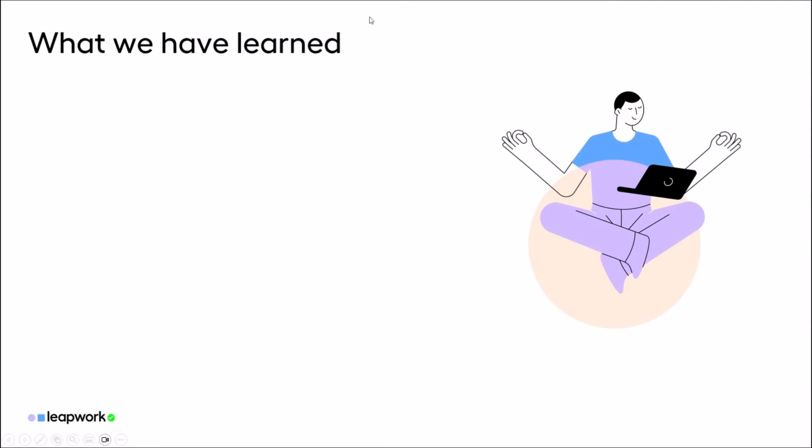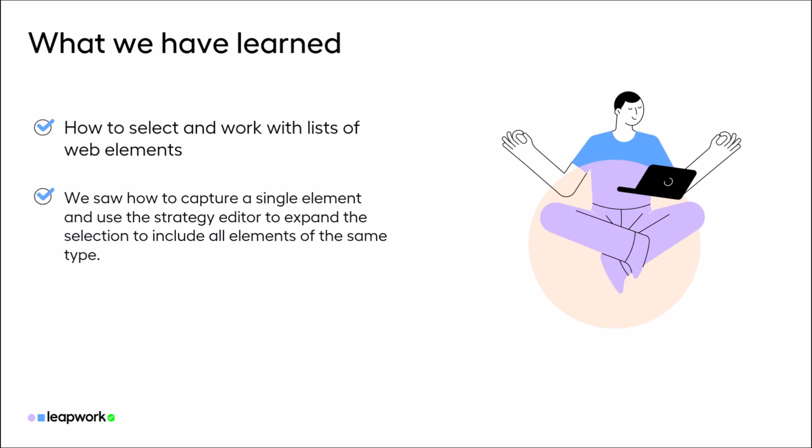In this lesson, we learned how to select and work with lists of web elements. We saw how to capture a single element and use the strategy editor to expand the selection to include all elements of the same type. We hope this tutorial provided you with valuable insights into iterating through the list elements. We explored how to query inside individual list elements to retrieve specific details, such as the text inside a particular column.